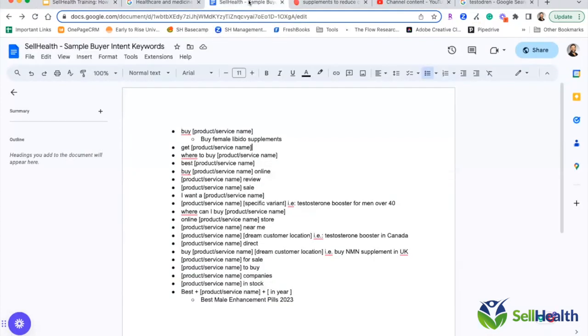Now, these are groups of keywords that showcase what a buyer is going to be focused on. I've got some examples that I'm going to showcase here for you right now. Buy blank, buying a specific type of product. So buy female libido supplements, right? Or product, service, and name plus a specific variant, like testosterone booster for men over 40. These are high buyer intent keywords that will help bring you more targeted traffic.